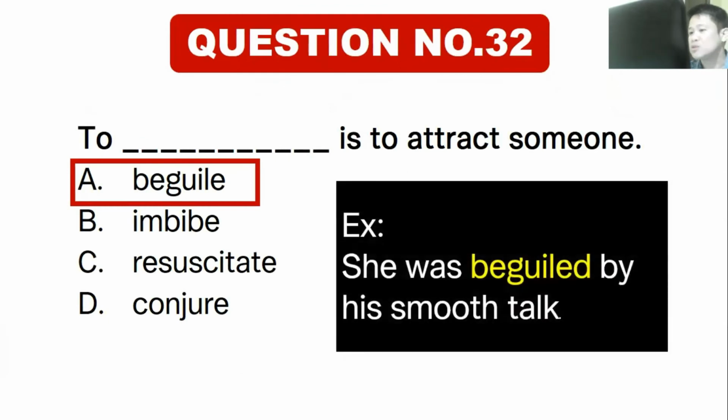Example, she was beguiled by his smooth talk. So beguile here has a negative connotation. Your intention is to deceive. You want to charm someone, you want to attract someone because you want to deceive him or her. That's beguile, to beguile.